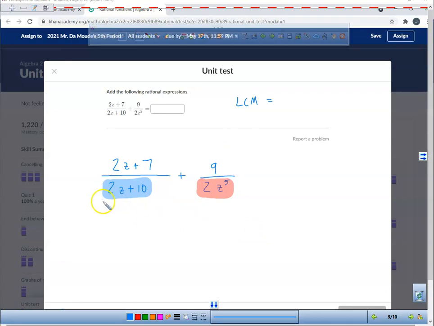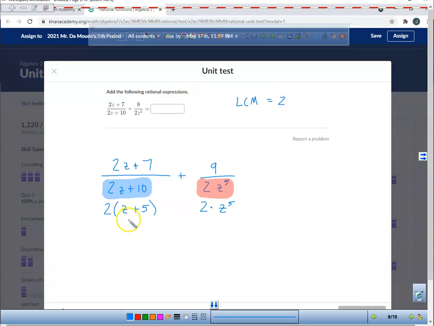All right, the first thing we're going to do is factor out the number 2. When we factor out the number 2, we have a z plus 5. And here, if I broke this down, I have basically a 2 times z to the power of 5. So does anybody see anything that these denominators have in common that would be a part of our least common multiple? Anything they have in common? 2. So the least common multiple, you're going to have a 2.